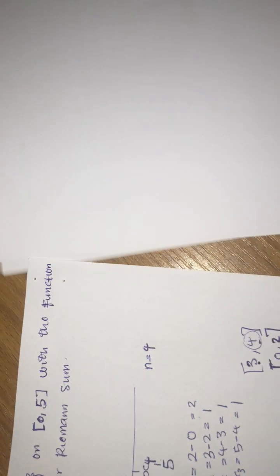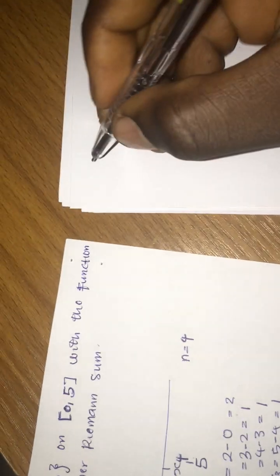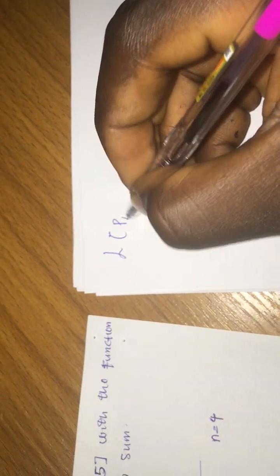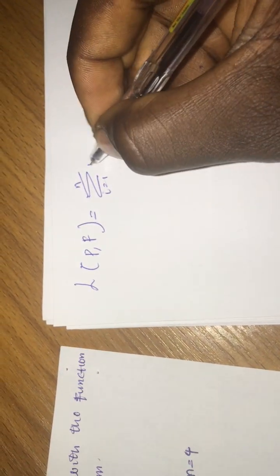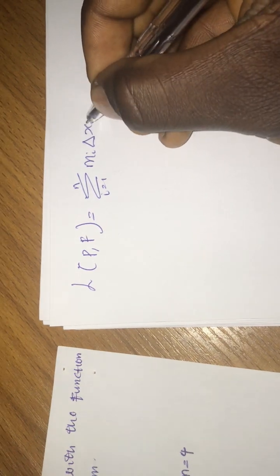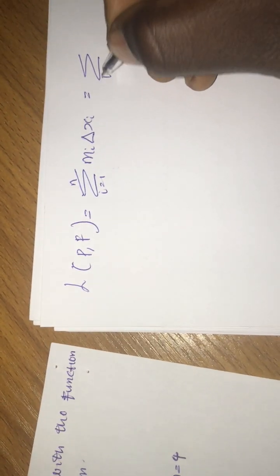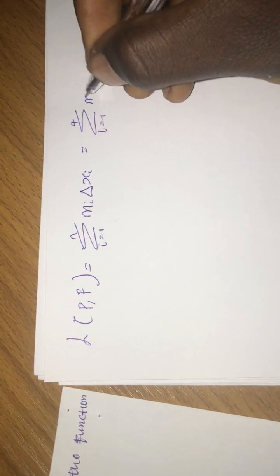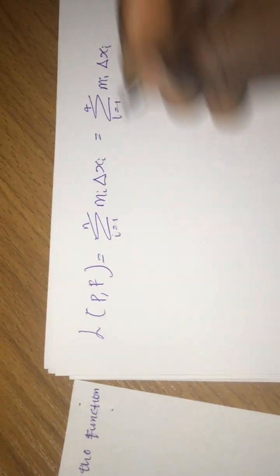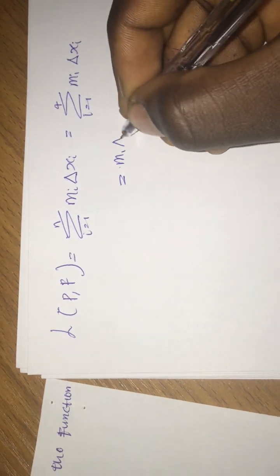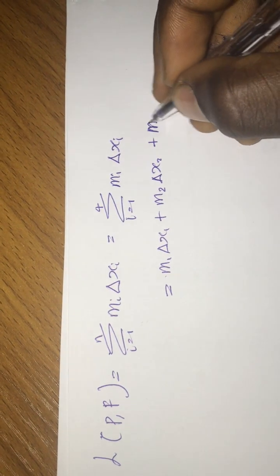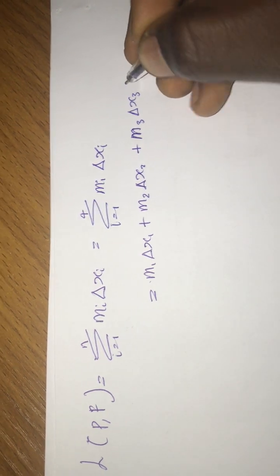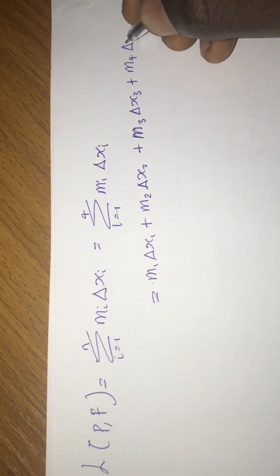Now, for the lower Riemann sum, which is L of f, same method, which is equal to the summation from i equals 1 to n of small mi delta xi. For the same reason, our n is equal to 4. This is mi delta xi, and we can also say this is m1 delta x1 plus m2 delta x2 plus m3 delta x3 plus m4 delta x4.